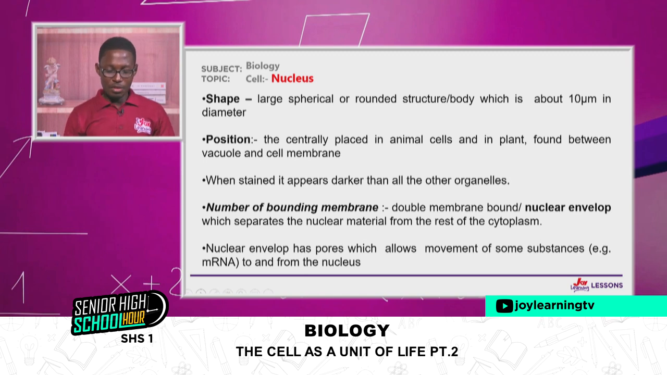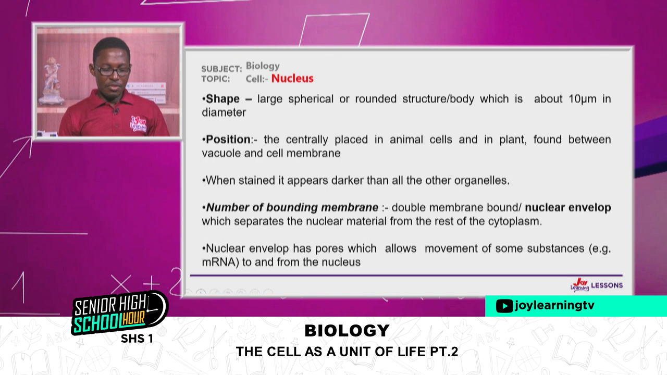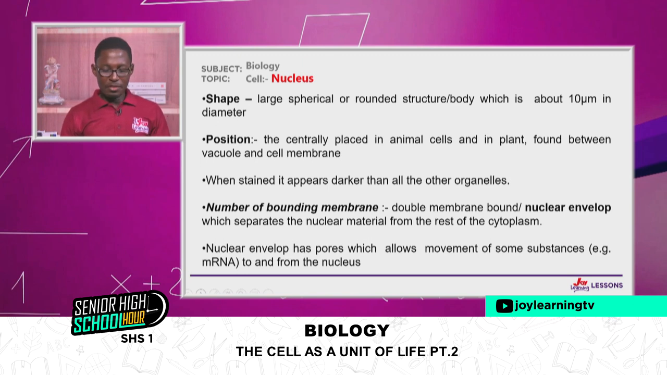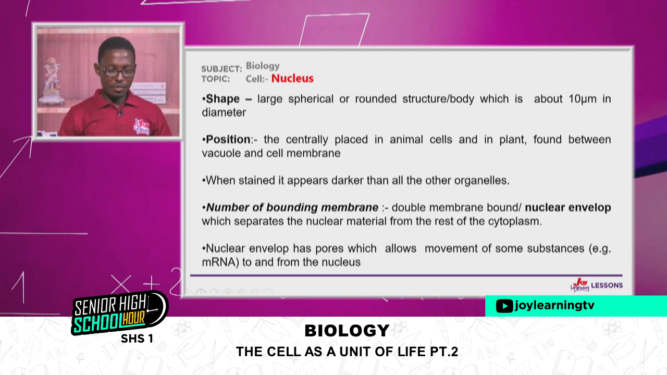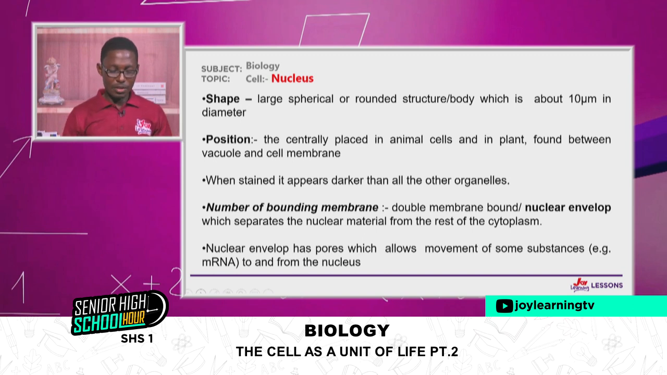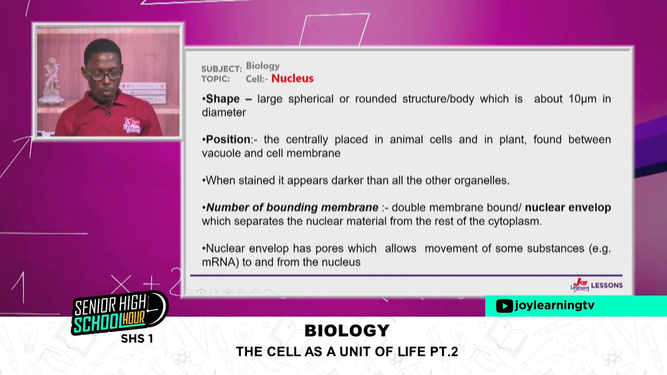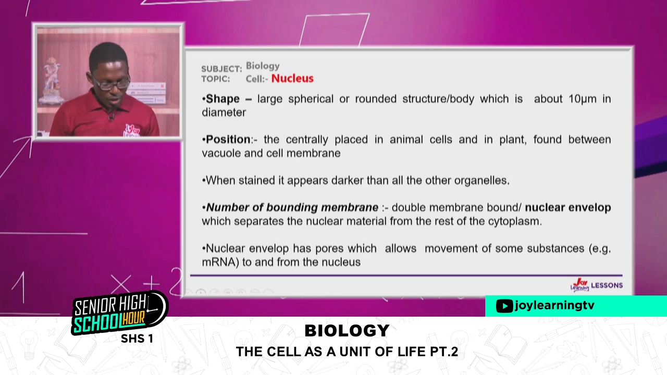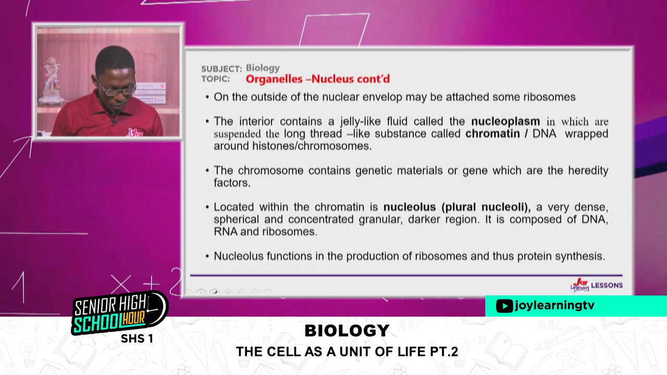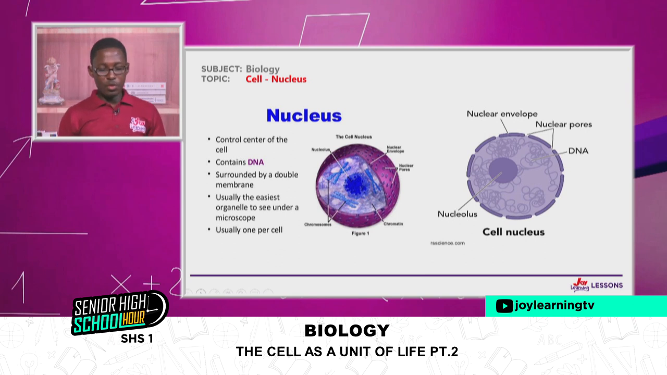So we say it's round, it's spherical, it is centrally placed in animals, pushed somewhere in plants, found between the vacuole and the cell membrane. Whenever we stain it, it appears darker than all organelles. The number of membranes is double. Then we have something we call pores to allow movement. So let's move on to a picture, then we'll come back to the notes.